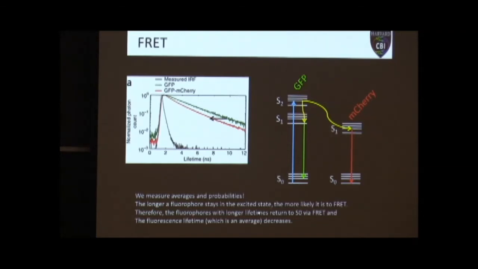The longer a fluorophore stays in the excited state, the more likely it is to FRET, so to go over to the mCherry side. Therefore, the fluorophores with the longer lifetime return to the ground state via FRET, and the fluorescence lifetime, which is just an average, is going to decrease, and that's why we see this shift in the histogram.